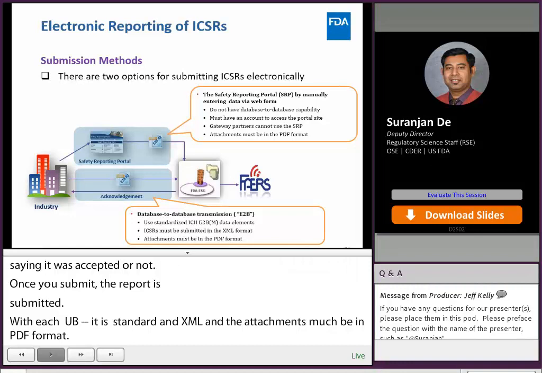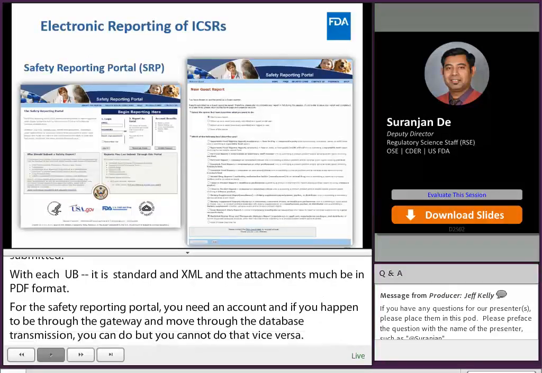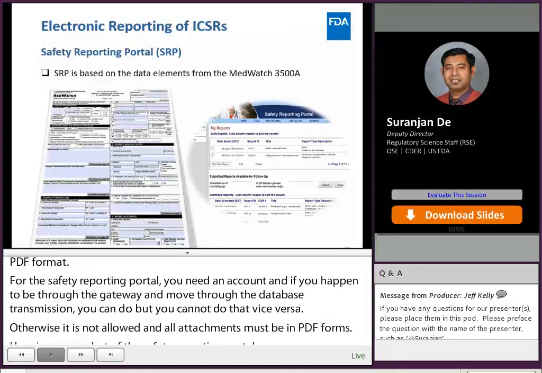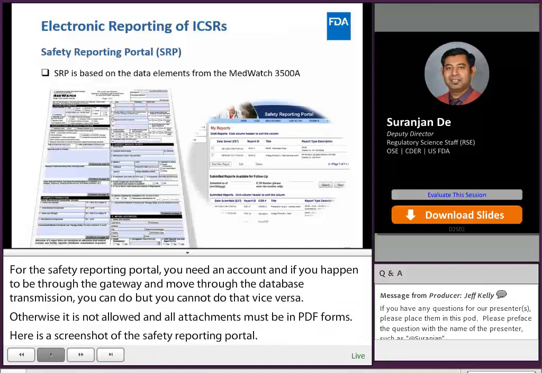Here is a screenshot of the safety reporting portal. It's based on the MedWatch 3500A form, and so you have the screens available. Many of the 3500A form fields have been made structured on the safety reporting portal, just to get the data as structured as possible.